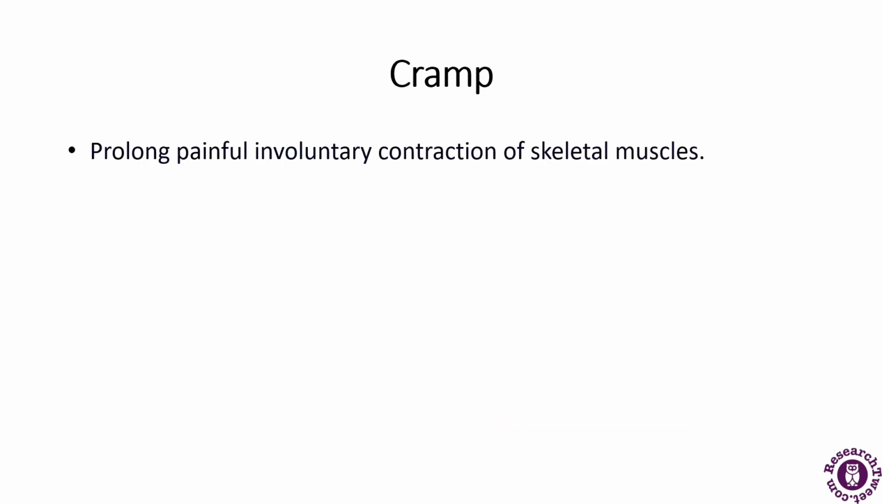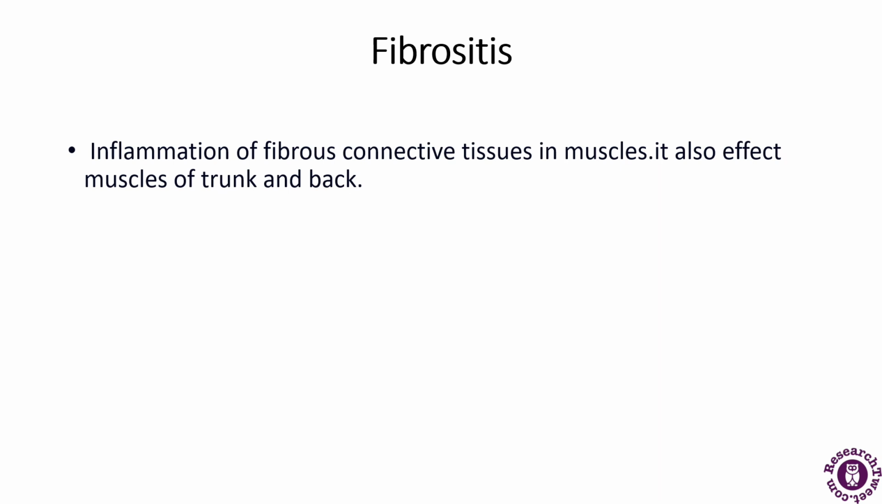Next is about the cramp. Cramps are prolonged, painful, involuntary contractions of the skeletal muscle. So there is a contraction of the skeletal muscle which causes a lot of pain in an individual. That is known as a cramp. Fibrositis is an inflammation of fibrous connective tissues in muscles, and it also affects the muscles of the trunk and the back. So this is a disorder of the muscle.